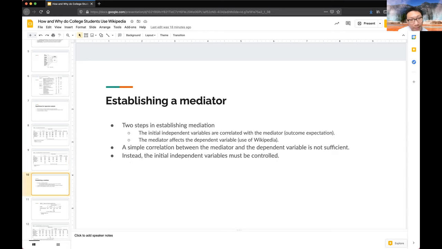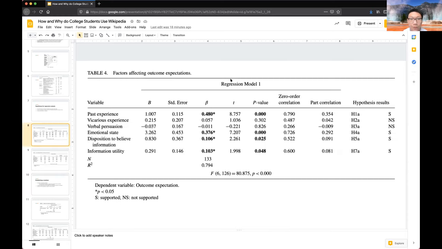So now, next they try to establish the mediator effect of what they hypothesize as the mediator, which is the outcome expectation variable. The requirement for establishing a mediator is that the initial independent variables should be correlated with the mediator. And that is our first regression, as we can see here. Some of the initial independent variables are correlated. These two are not.